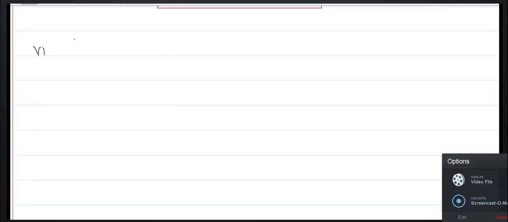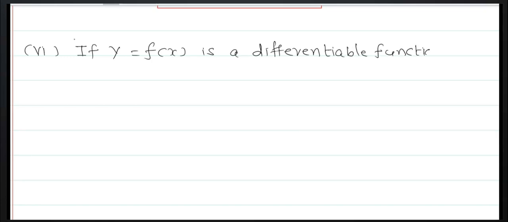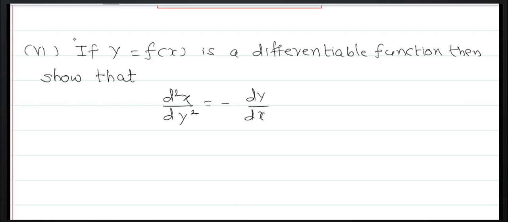Now next is the sixth one. If y is equal to f of x is a differentiable function, then show that d2x upon dy square is equal to minus dy by dx bracket raised to minus 3 into d2y by dx square.